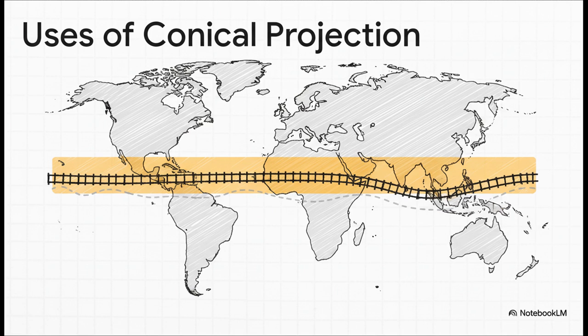It's perfect for countries in the mid-latitudes, like our India or the USA. And because it's so accurate from east to west along that standard parallel, it's brilliant for mapping things that also stretch east to west, like long railway lines, highways, or even rivers.